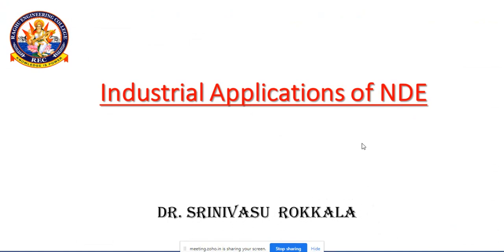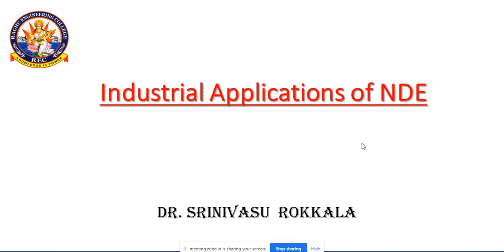There are so many activities that happen in industries. The industries are generally fabrication industries, manufacturing industries, and different types of industries. In every industry there are some components, and those components are fabricated in different units. Different types of industries we have learned in the previous classes, such as casting foundries, rolling industries, forging industries, and welding industries. These are all the industries we have classified.